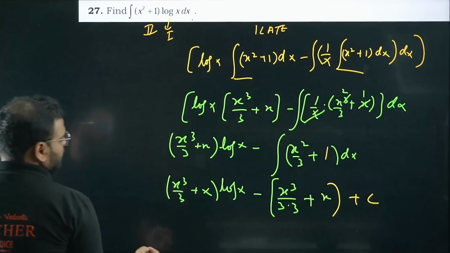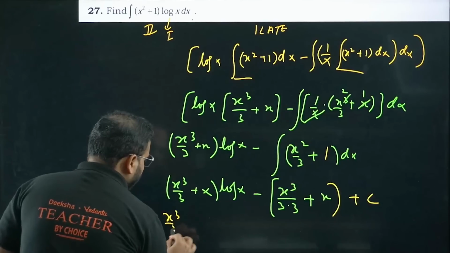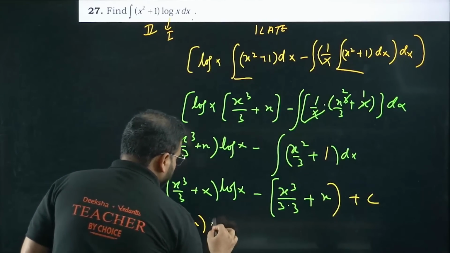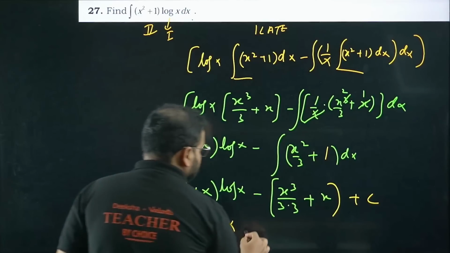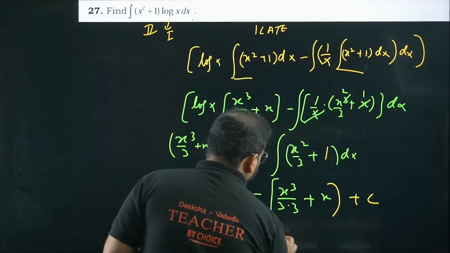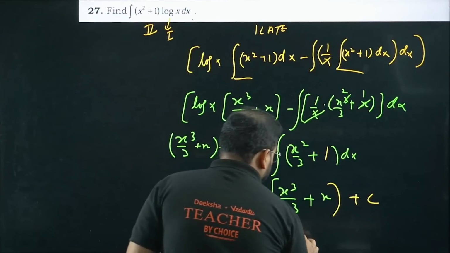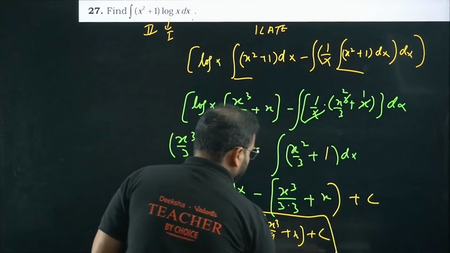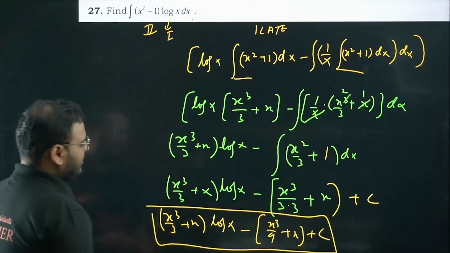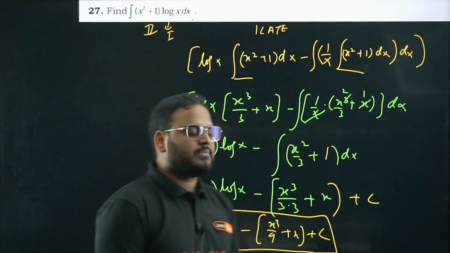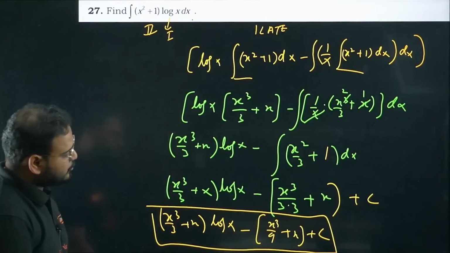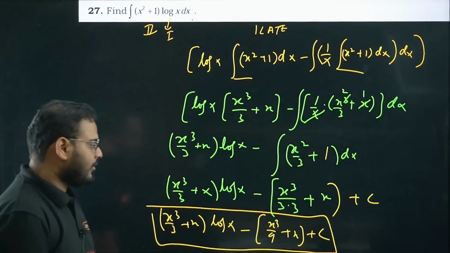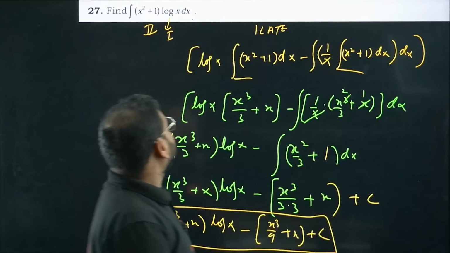My answer will turn out to be, please check, x cube by 3 plus x, log x, minus x cube by 9 plus x, plus c. Done. Have a look. If you want, you can simplify this part, but not, right? There's a log over here. You can't simplify. Okay. You can take it common. No, sir. We can't do that. Okay. This is done. 27 is done.